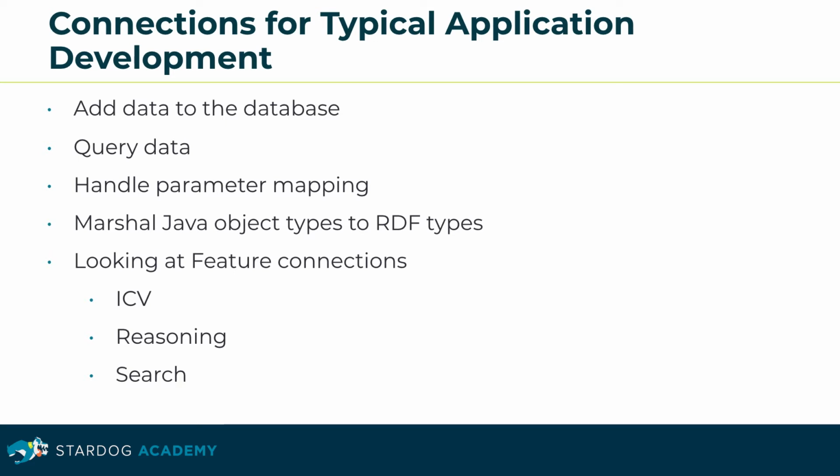All those are certainly possible, and it's just a matter of hooking in whatever specific frameworks or interface we want where connection management can happen. Again, most of the time use cases are going to be adding data to the database, running a query, or mapping parameters into that query, marshalling your Java objects to RDF types, and outputting the result. We're also going to look at some of those downcasts to some of the feature areas as well.